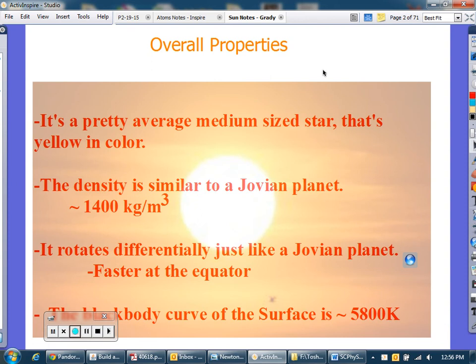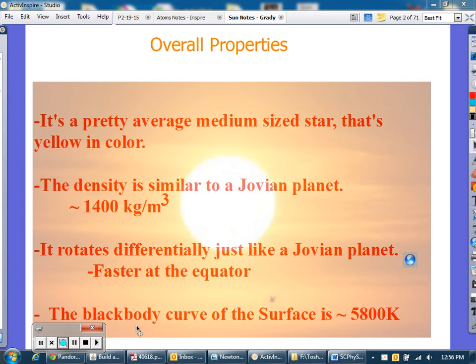Well, the sun's a pretty average medium-sized star that happens to be yellow in color. The light that it emits, the black body curve peaks in the yellow, and that's the reason we see mostly yellow light. We spoke about this in the light unit.